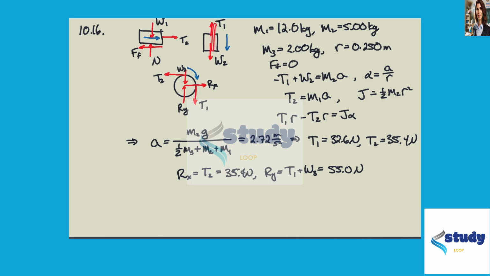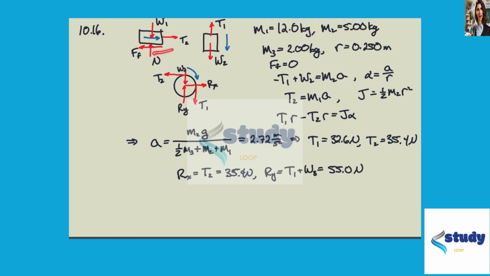So looking at this body here, and if this is positive, we have minus T1 plus WT equals M2A. And we're told that the belt around here, or the rope, is not slipping on this pulley. So we know that the angular acceleration of the pulley equals the acceleration of this block divided by R. And we also know that the vertical acceleration of this block must be the horizontal acceleration of that block.